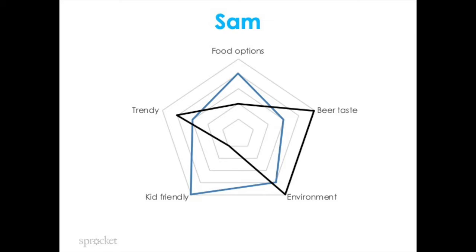You can use these differences as the starting point for how might we questions. How might we get Sam to come back more often by giving her a bite to eat? This might lead to innovations like a partnership with local food trucks, for example.